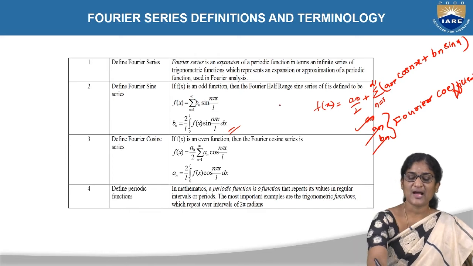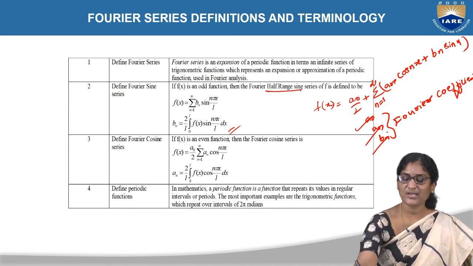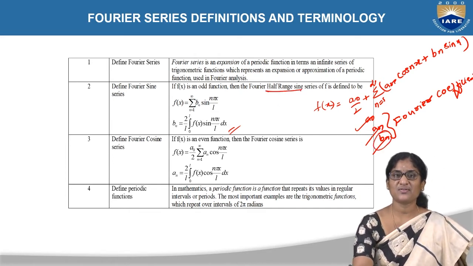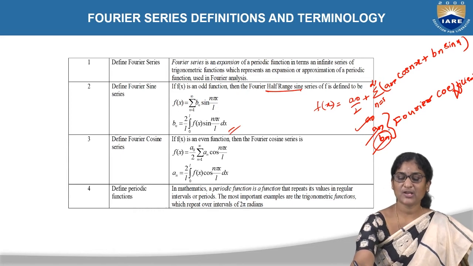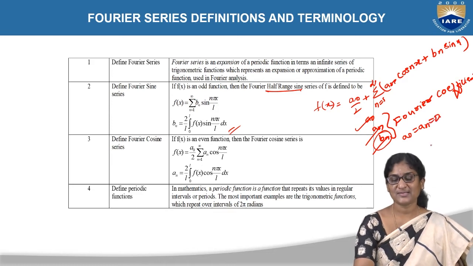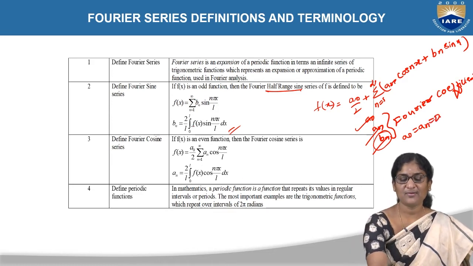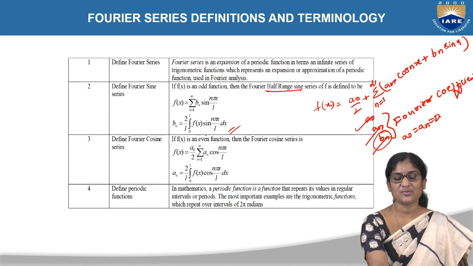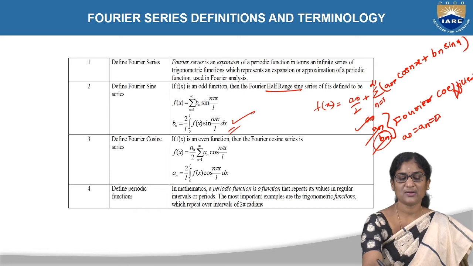So here in the half range sine series, we have only the last Fourier coefficient, that is bn, and a0 and an both become 0. So bn takes the value 2 by L integral from 0 to L of f of x sine n pi x by L dx.